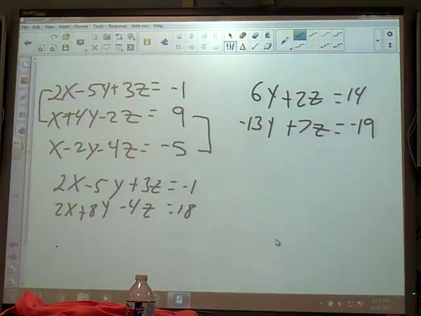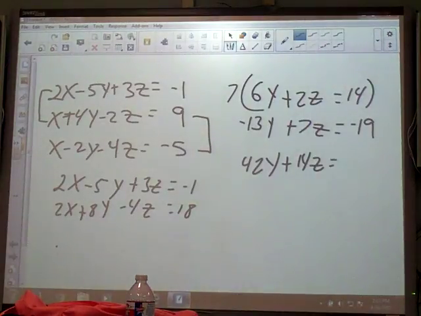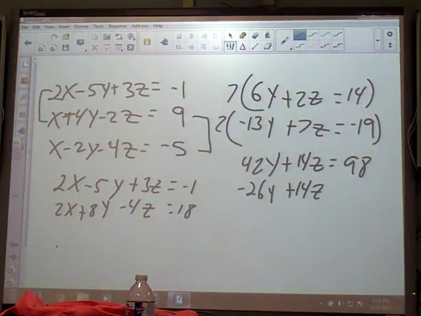Alright, I guided Caitlin to make her z's 14. Did anybody have a better idea than that? 14, good. So I'm going to multiply this first new one by 7. So that'll give me 42y plus 14z equals, is that 98? 14 times 4? Yeah. Thank you. And I have to multiply this one by 2. So that's negative 26y plus 14z equals negative 38.